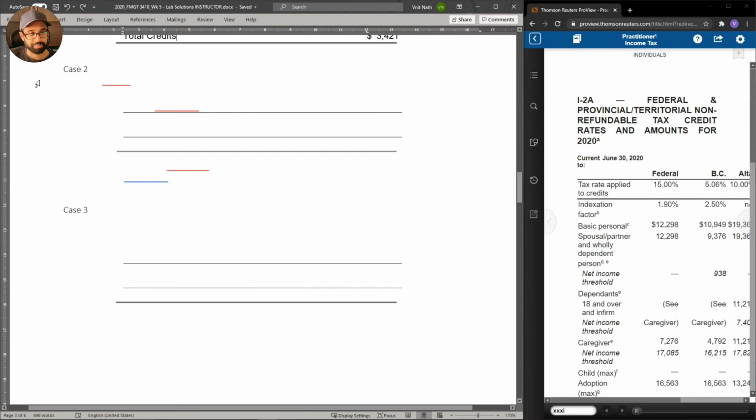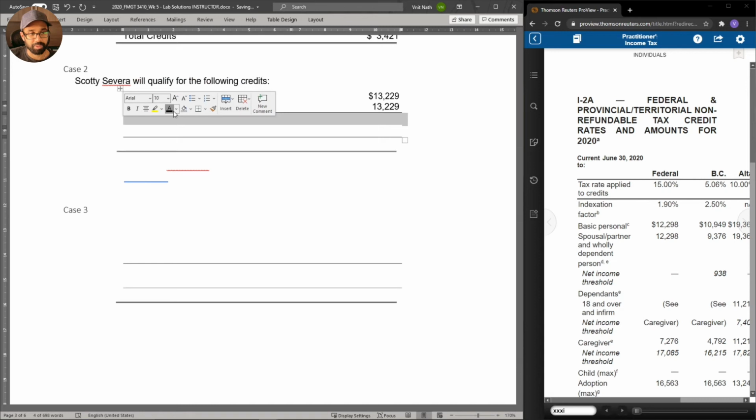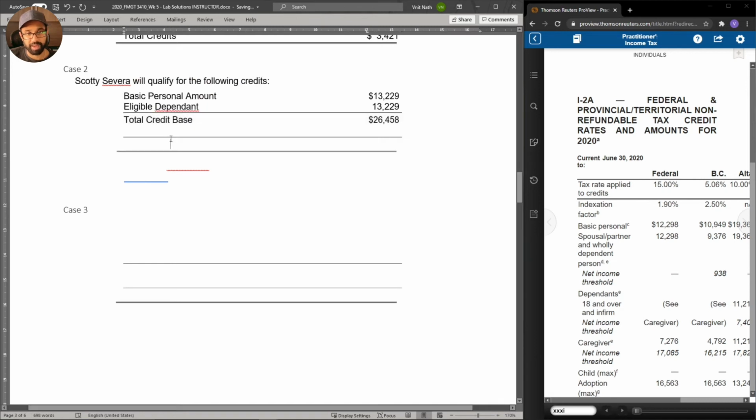Case 2. Scotty will have the following credits: the basic personal amount and the eligible dependent amount. This would total $26,458. Multiply that by the appropriate percentage, and the total credits in this instance is $3,969.